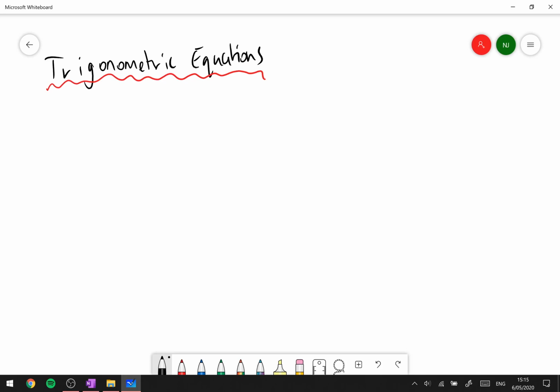Okay, trigonometric equations. Different to identities, where identities say one thing is equal to the other no matter what, a trig equation has specific restrictions applied to it. What we're going to be doing is looking at how to solve these trig equations. Before we start solving them, it is important that we keep the following in consideration.